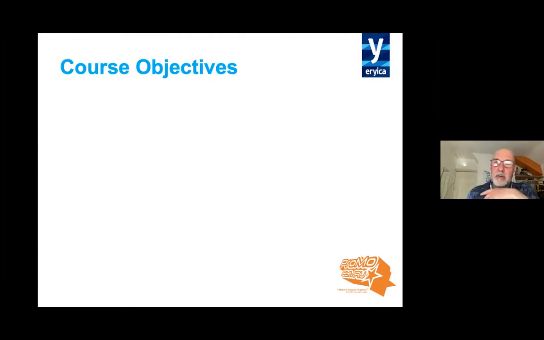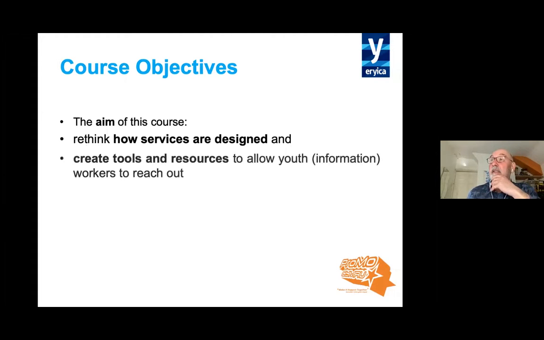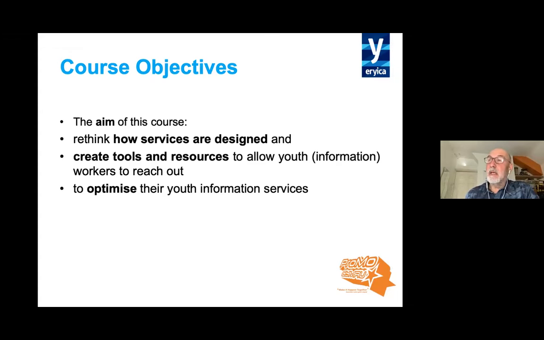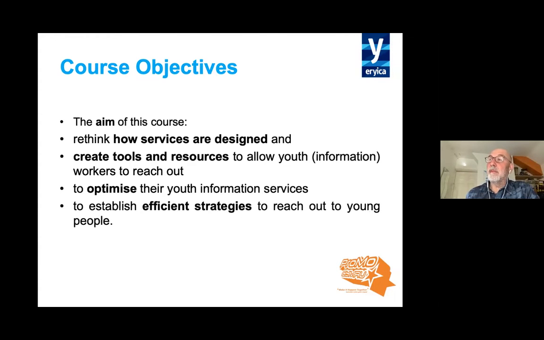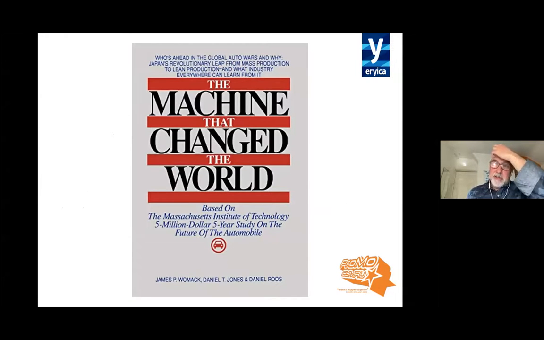So these are some of the course objectives. The aim of the course is to rethink how services are designed, and then to create tools and resources to allow youth information workers to reach out. Talking with Simon, at the end of the day, service design is a methodology that can be applied anywhere, really. It's not specific to youth information. So that methodology is used, and then to optimize youth information service, and to think about strategies to reach out to people.